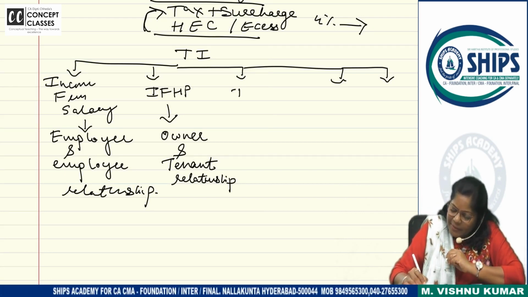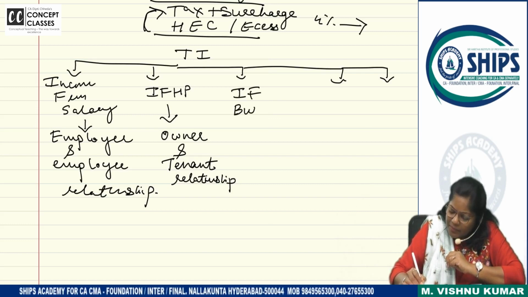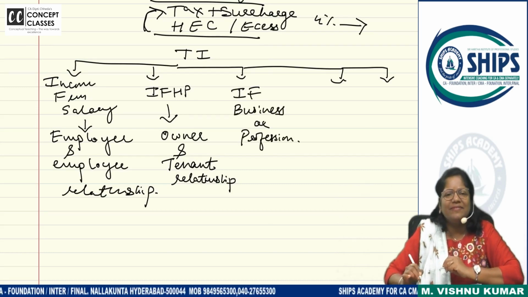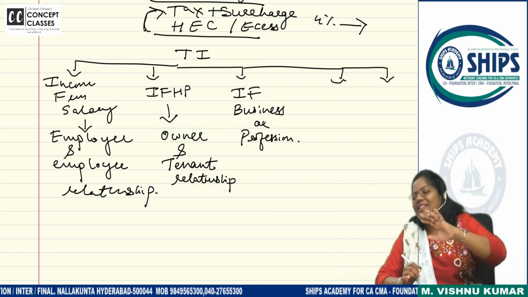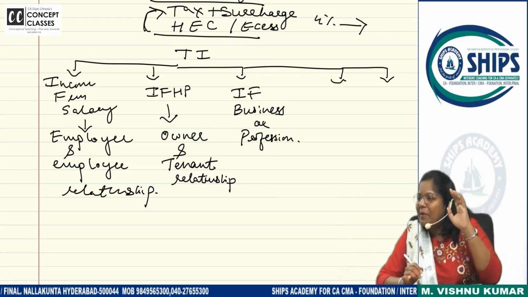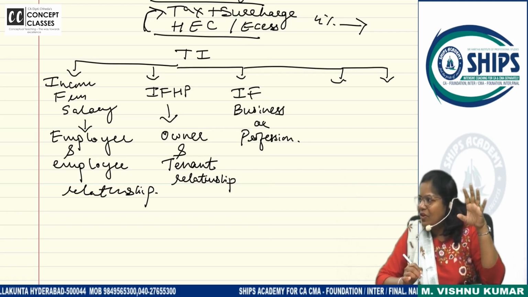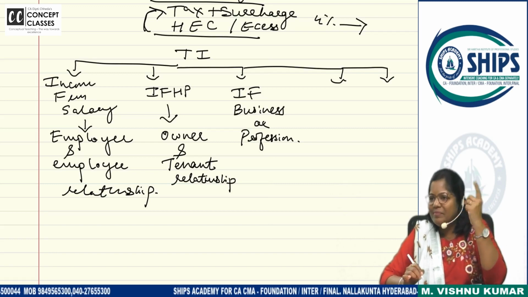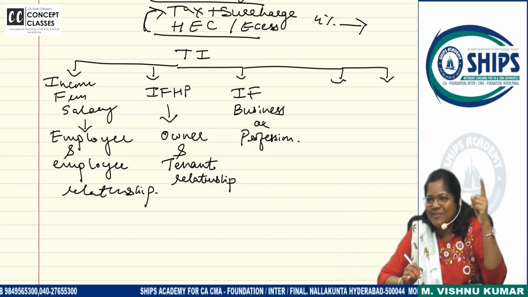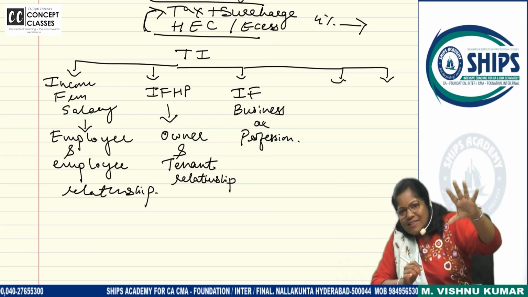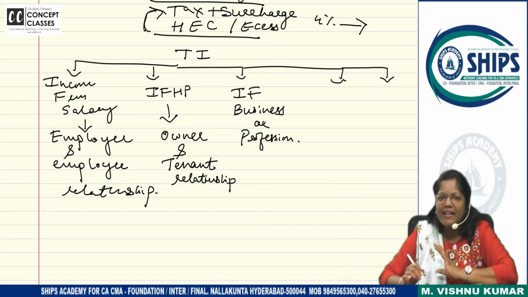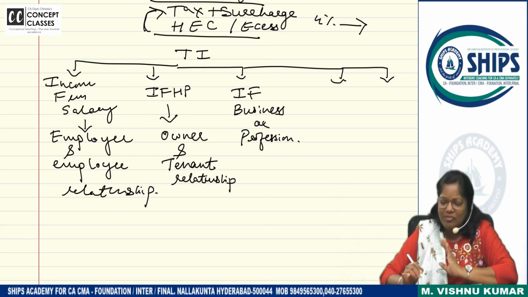Third head of the income is income from business or profession. Now the very first class is not the right time, but keep in mind and answer this question to yourself. Can you tell me what is the difference between business and profession? Not today. We will do it later, but keep this question in your mind. So if you are doing a business or you are a professional, that income is taxable under which head? Income from business and profession.